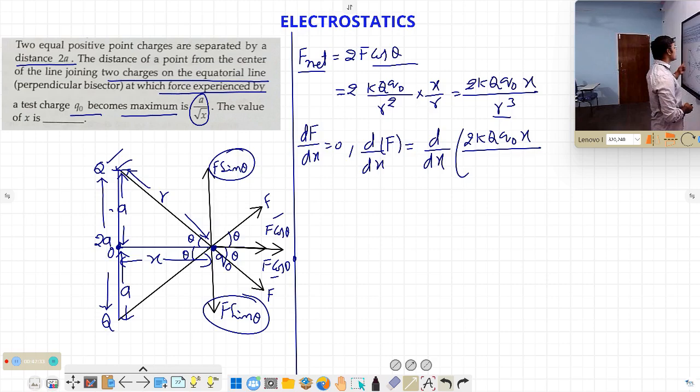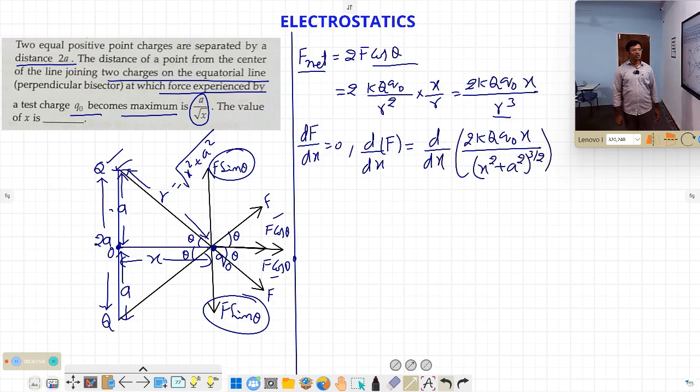What is the r value from this triangle? I can write r is equal to the square root of x square plus a square, because x is one side and a is the other side. Because r square is x square plus a square, and we have r cube, so cube means x square plus a square whole power 1 by 2, whole cube, which is nothing but power 3 by 2.